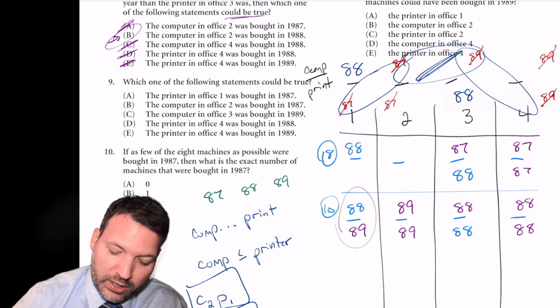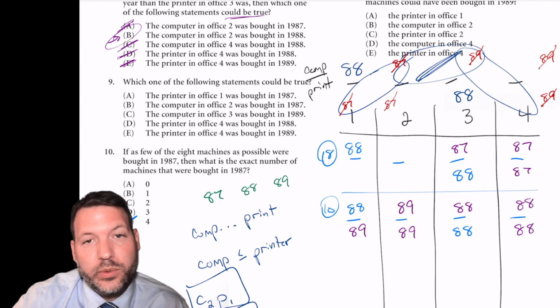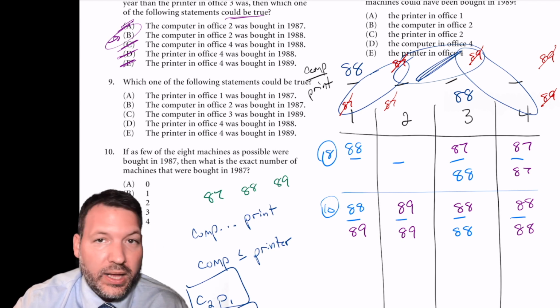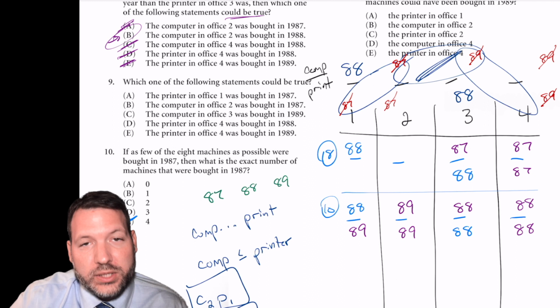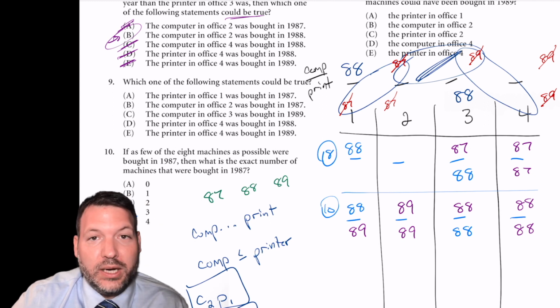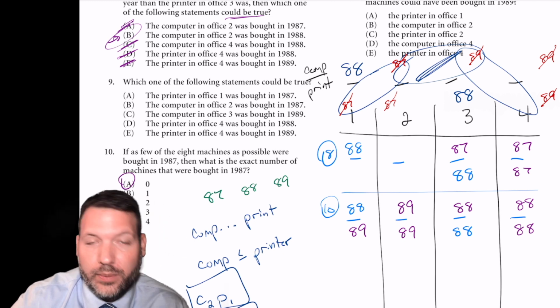And I just want to do a quick double check. Does that work for the arrangement of the computer and the printer in Office 1, 88 and then 89? And of course, the answer is yes, it does. So how many times did I have to use 87? 0. And so A is the best answer there.